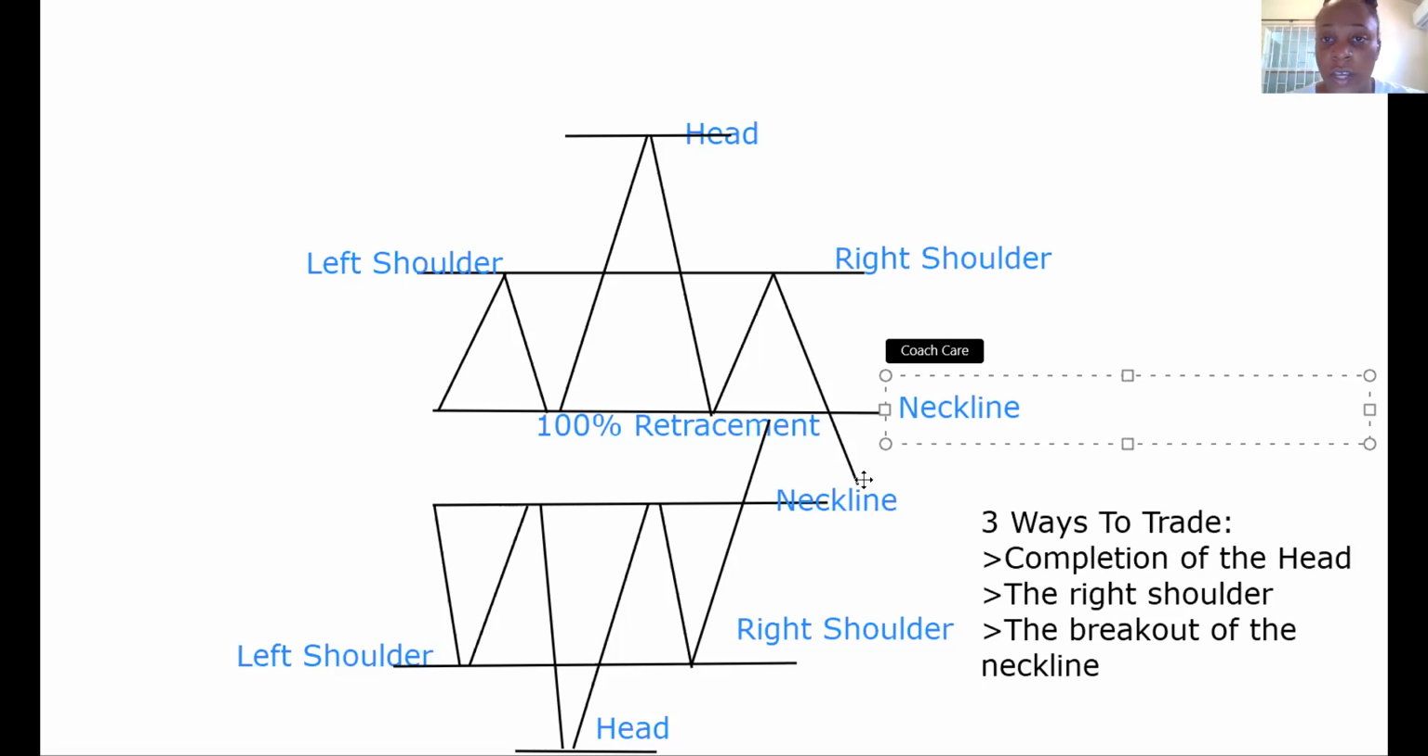Currently, when I send you guys patterns and analysis and signals and so on, I don't know if you actually go on the chart and look to see what we're actually trading. If you do, in most cases, I trade the completion of the head and the 2 ways to trade the right shoulder and the breakout of the head and shoulder pattern. So those are what we participate in when trading with me.